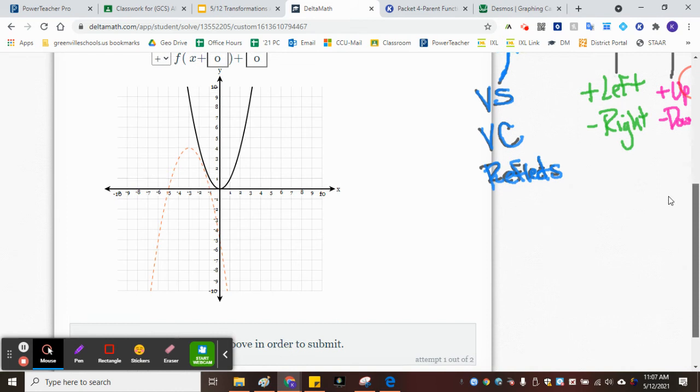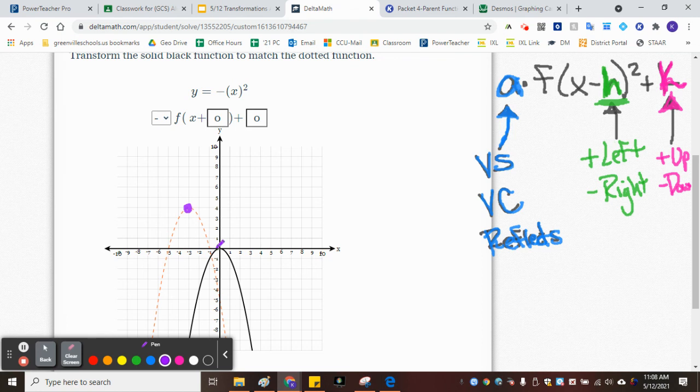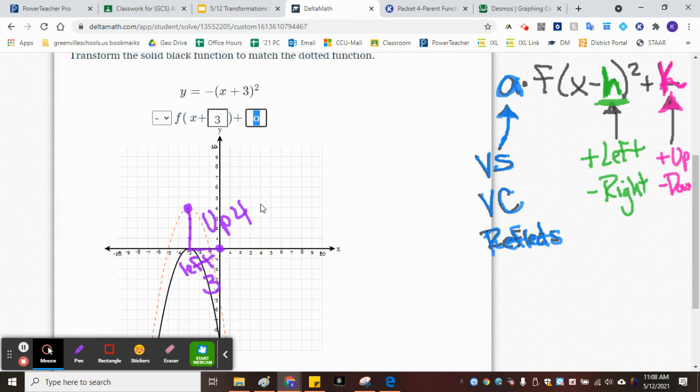Okay. All right. So this one is reflected down, so I'm making it negative. I'm going one vertex to the next. Going left, 1, 2, 3. Left, 3, and up, 1, 2, 3, 4. Up, 4. So left is inside my parentheses, positive. Left is positive. Up is also positive.